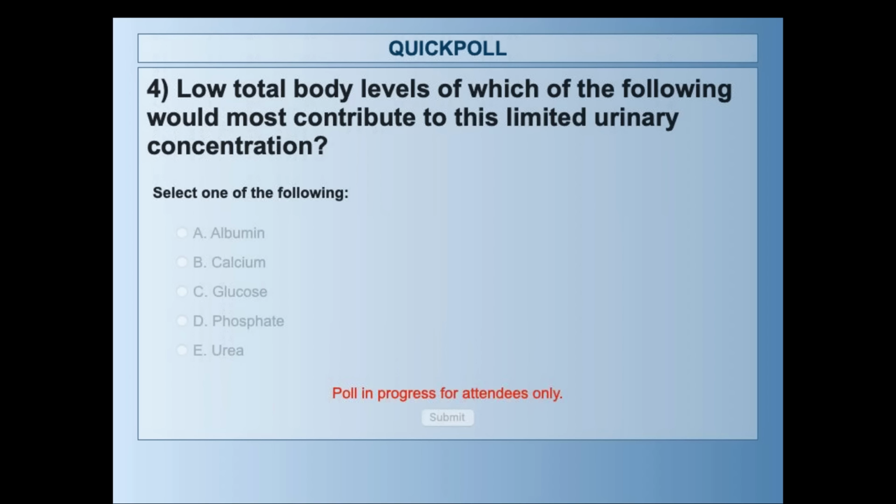Okay, final question of the evening. Go ahead and make your selection. Do you think it's albumin, calcium, glucose, phosphate, or urea, which, if the levels of that were low, would most contribute to the limited urinary concentration within these children?